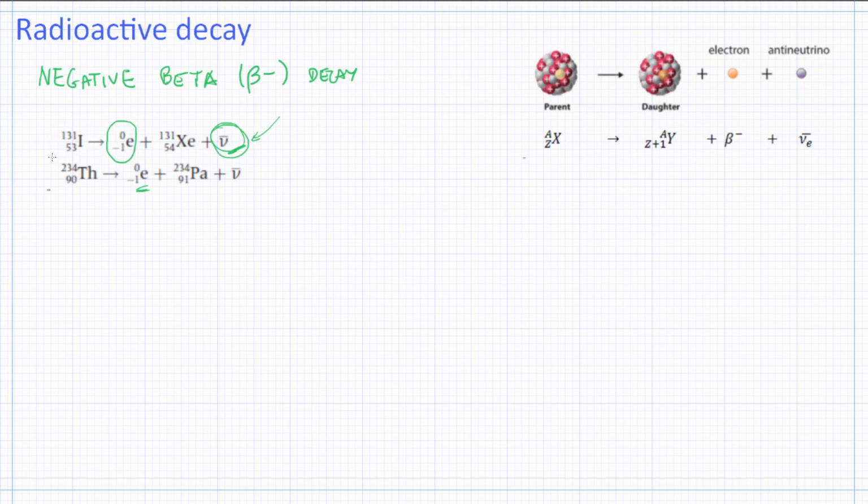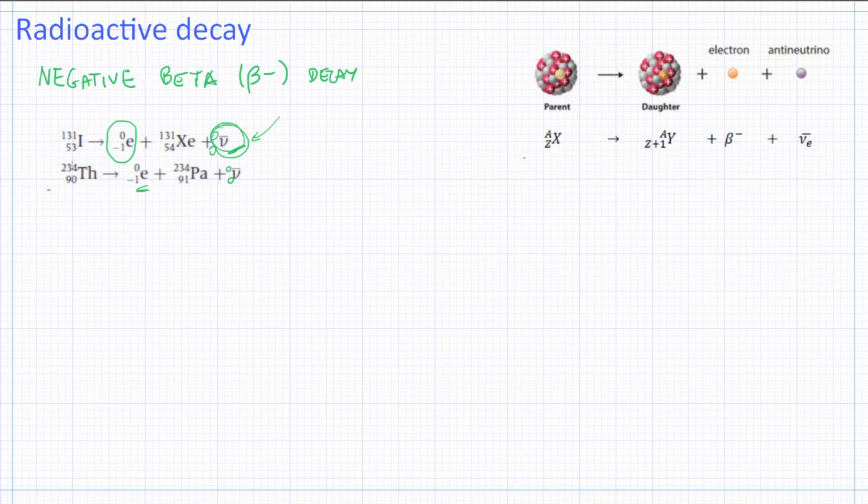So we have iodine becoming xenon, and it's releasing an electron and an antineutrino. We can see that the charges, this is 0, 0. It's not written, but it's 0, 0. So it has no charge and no mass. So 131, 0, 131. And 53 equals 54 minus 1.